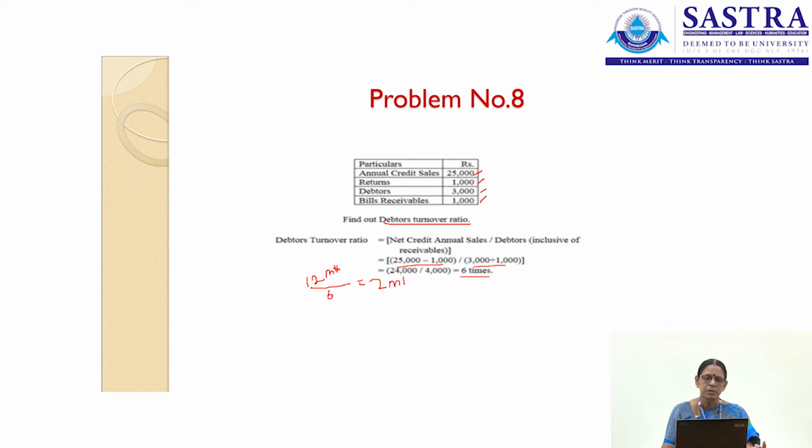So 2 months, that is your 8 weeks. Even you can calculate it in terms of days: 365 days divided by 6 times. So this is the debtors collection period. For every 2 months, you are collecting your debtors. So turnover ratio is 6 times. The higher the turnover ratio, the fewer the months will be. For example, if it is 12 times, 12 months divided by 12 is 1 month. So for every 1 month we are going to collect your debtors. So the higher the turnover ratio, the earlier will be the collection period.